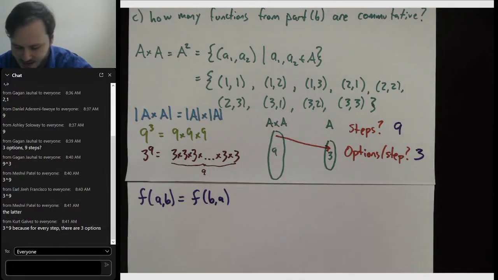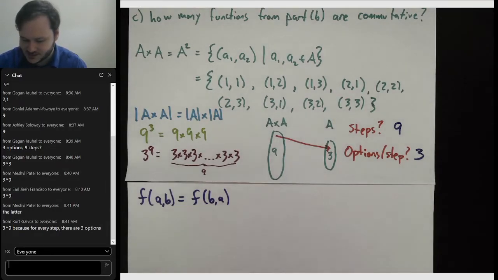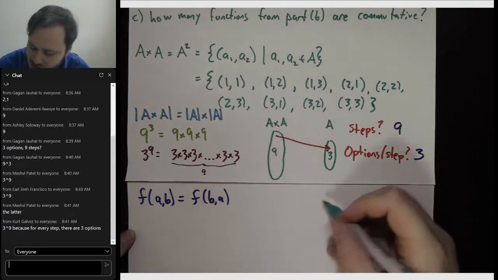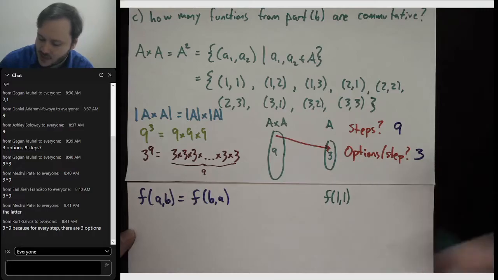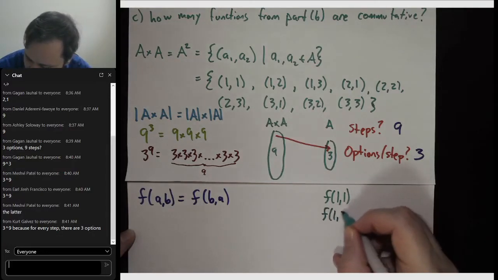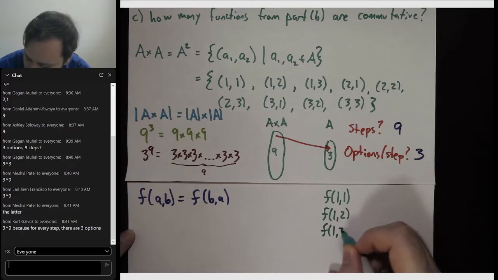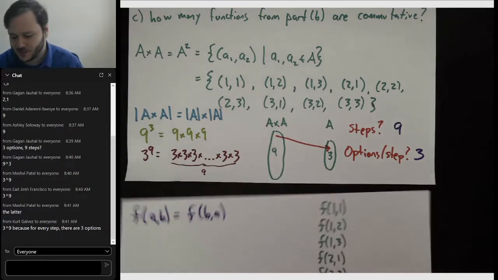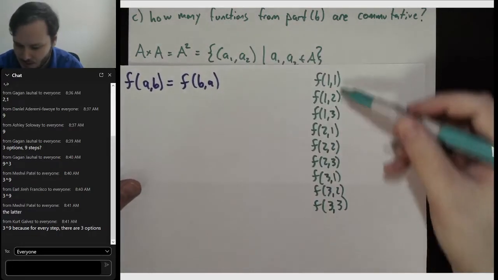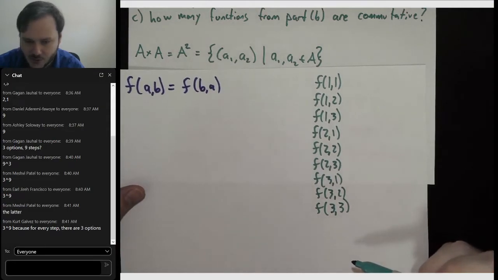So if I go back to this 9-step process, let's look at what the process was. I wanted to figure out what f of 1 comma 1 was. I had 3 options. Then I figured out what f of 1 comma 2 is, then f of 1 comma 3, then f of 2 comma 1, f of 2 comma 2, f of 2 comma 3, f of 3 comma 1, f of 3 comma 2, and f of 3 comma 3. Those were my 9 steps, each of which had 3 options.